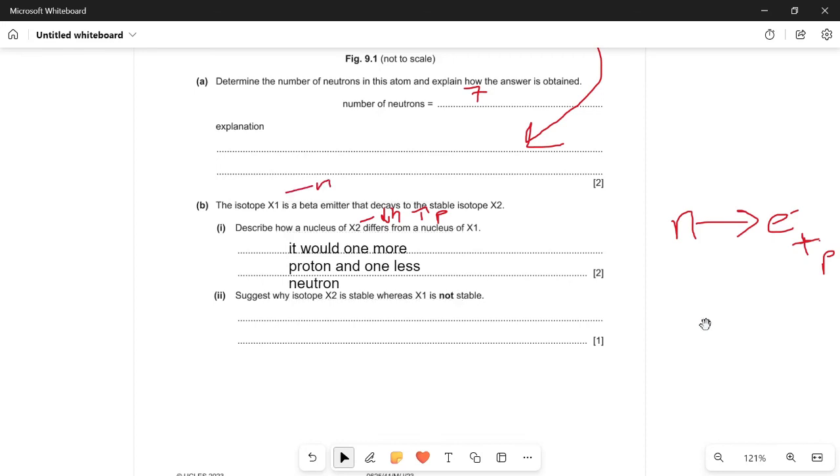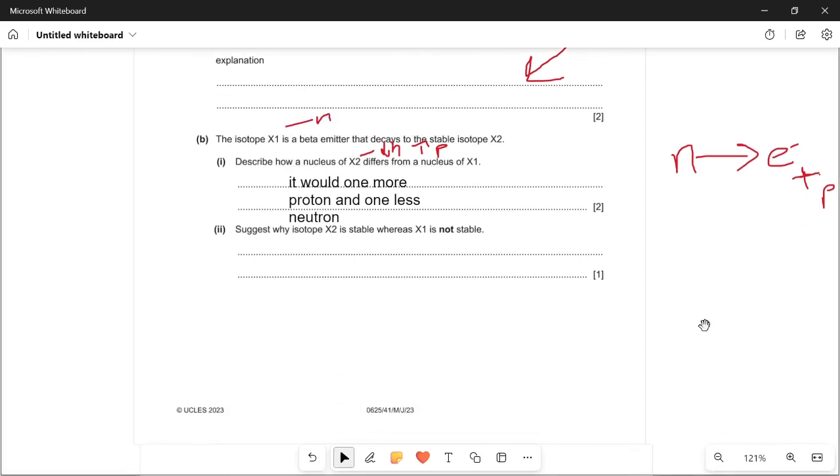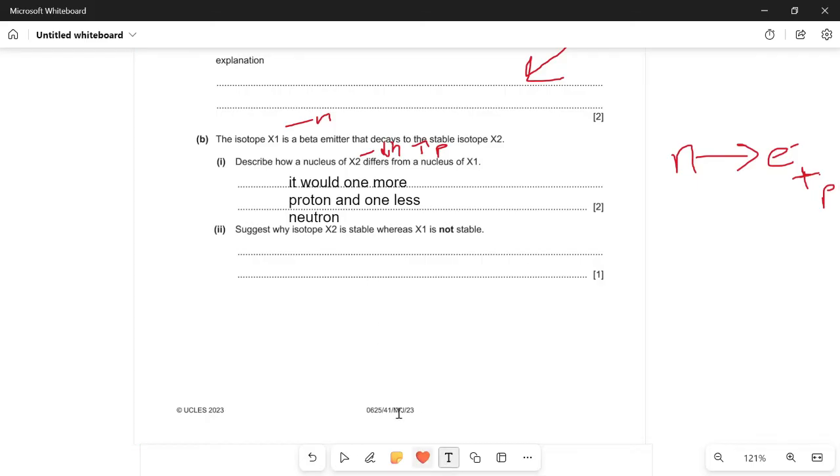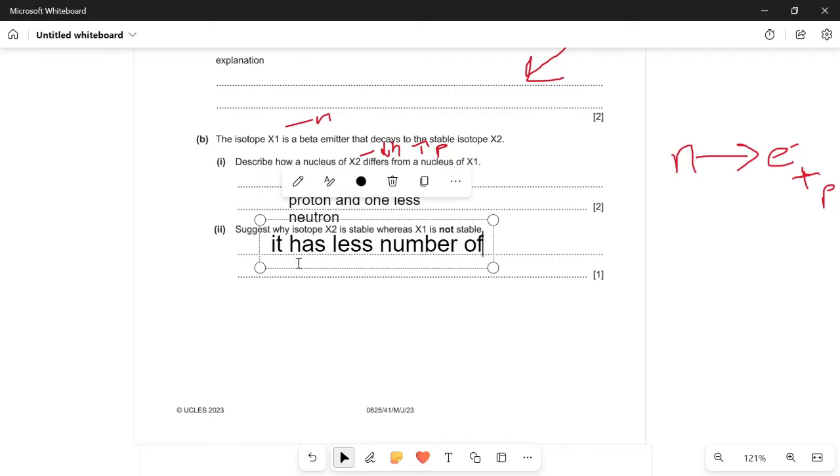So this is our answer. Suggest why isotope X2 is stable whereas X1 is not stable. The reason for that could be that X2 has less number of neutrons because it has lost one neutron. So the answer could be: it has less number of neutrons.